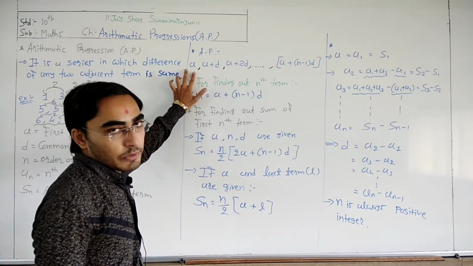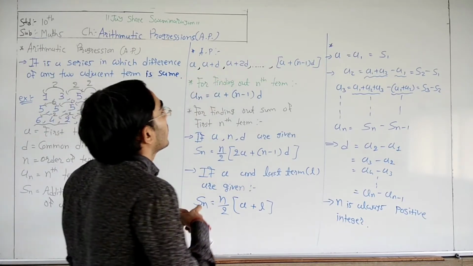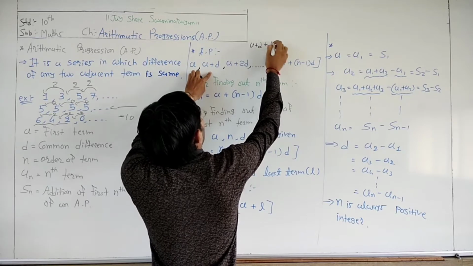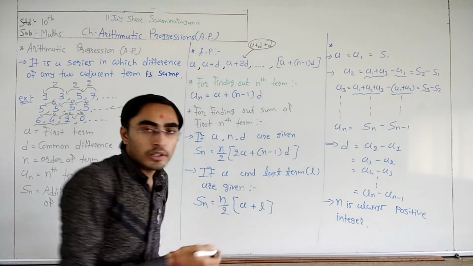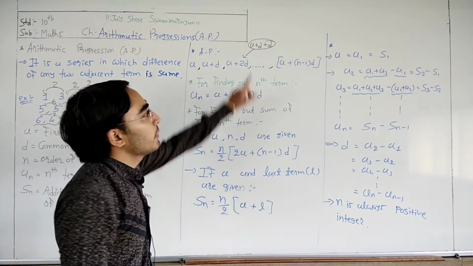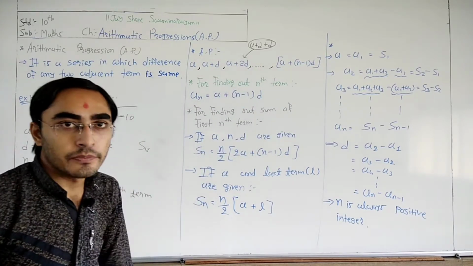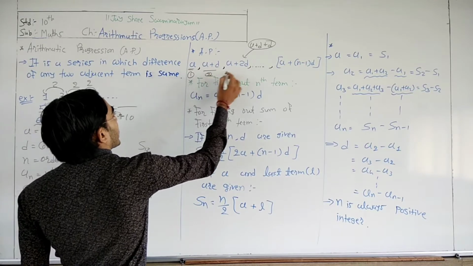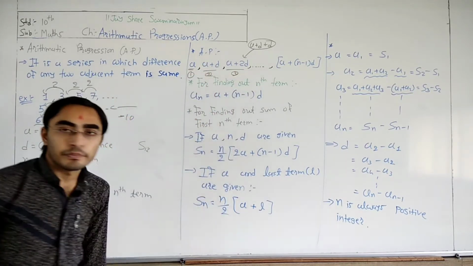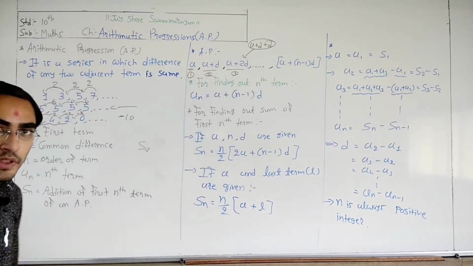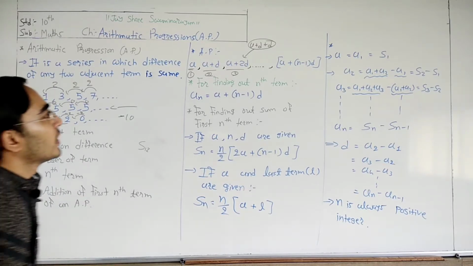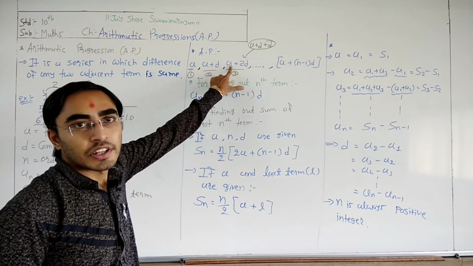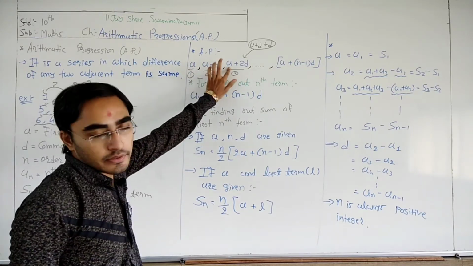So the first term is A, then the second term is A plus D, and again we need to add D, so it is A plus 2D. In the next term, A plus 3D, A plus 4D. This is our first term, this is our second term, this is our third term, and so on. Every time A is there.